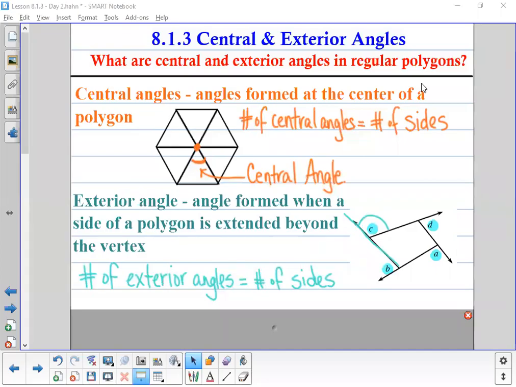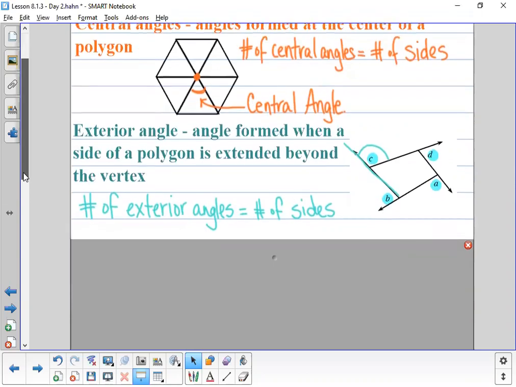So we already talked about the difference between central angles and exterior angles. A central angle is an angle that's formed at the center of your polygon. An exterior angle is an angle that's formed when one side of your polygon is extended. For both of those, the number of the angles is going to equal the number of the sides.